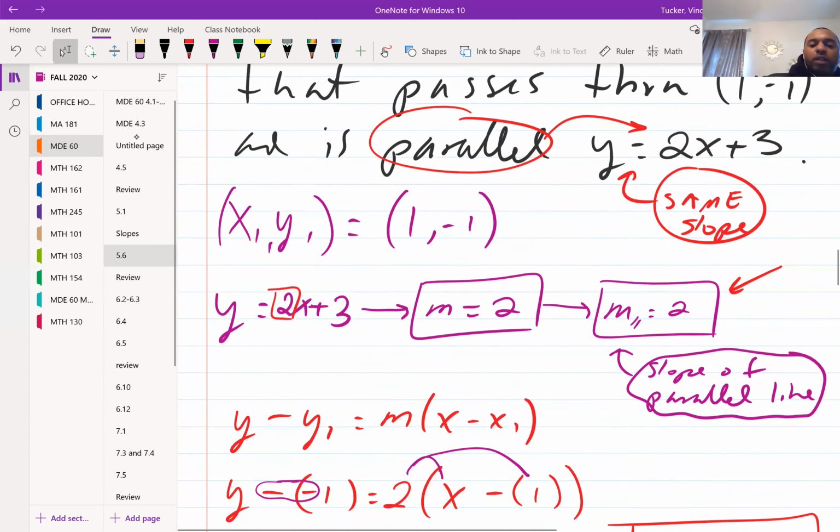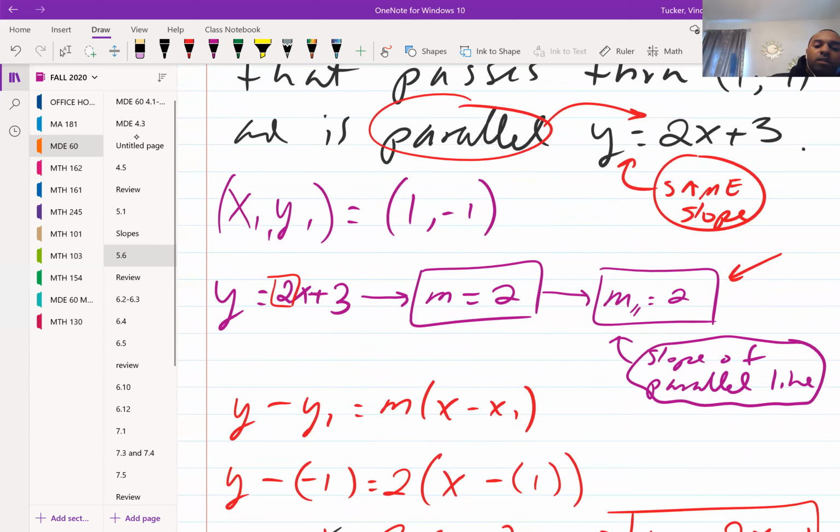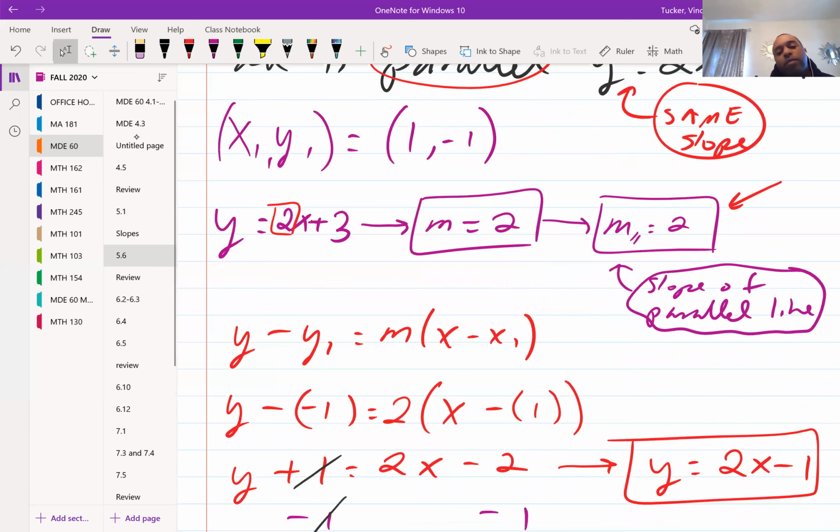All right, so now we're just plugging it into our point slope formula. y minus y1 equal to m times x minus x1. x1, y1 is (1, -1). And then, like I said, we already established that our slope is 2, the same thing as the slope that was given to us from that equation. So y minus -1 equal to 2 times x minus 1. Negative to negative turns positive. So that's y plus 1.